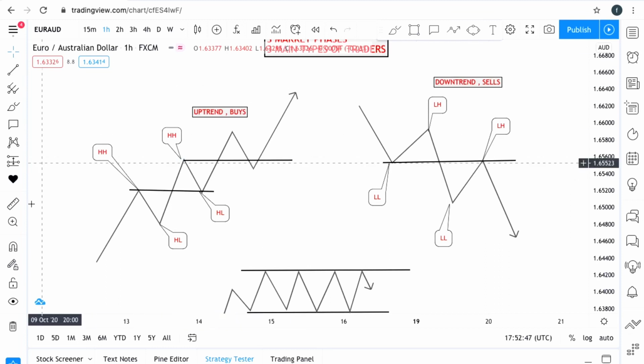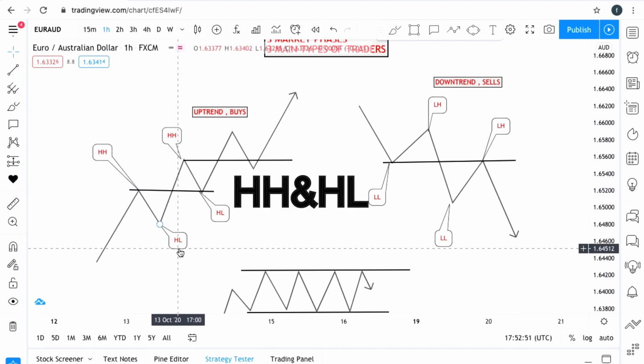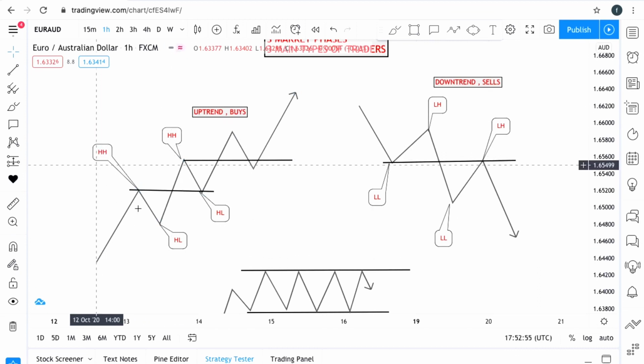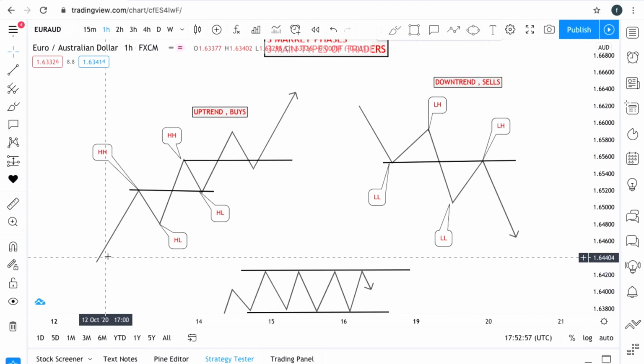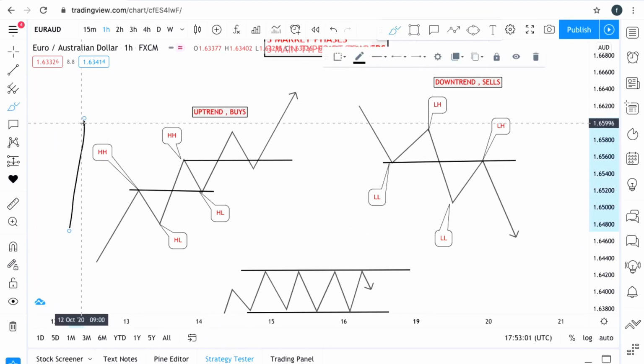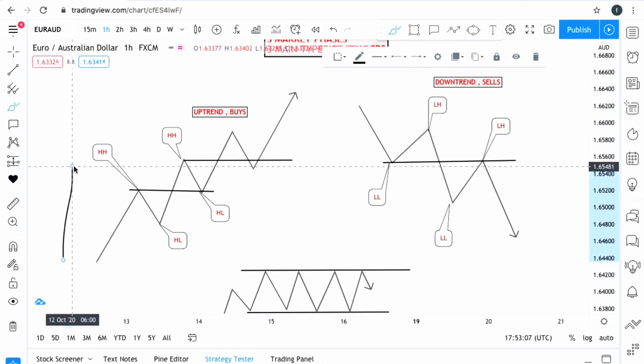And our uptrend consists of two main parts. You have the higher high and the higher low, right? And I'm going to explain to you guys why this is called a higher high and higher low. So when the market is pushing up, right, and you're looking for buy opportunities, right, the market will not just do this, push up just like that.